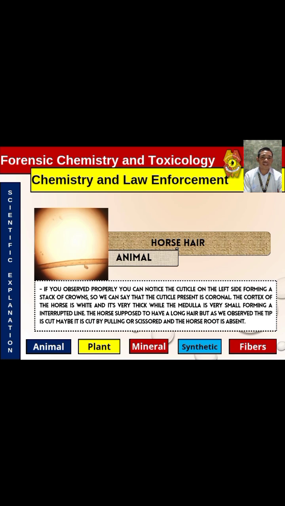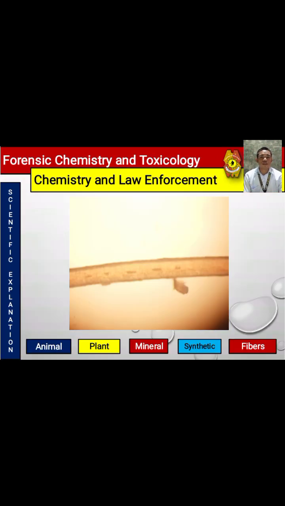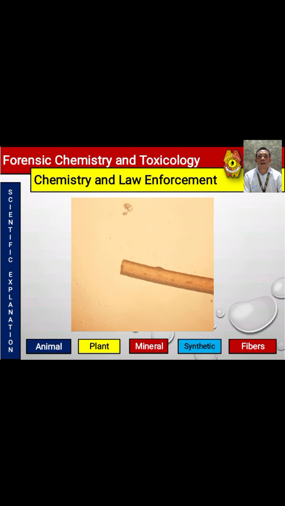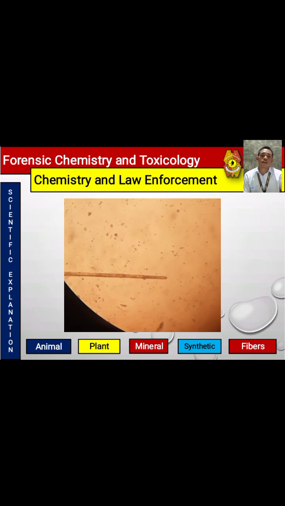The next hair is from an animal, which is the horse. If you observe properly, you can notice the cuticle on the left side forming a stack of crowns, so we can say that the cuticle present is coronal. The cortex of the horse is white and very thick, while the medulla is very small, forming an interrupted line. The horse is supposed to have long hair, but as we observe, the tip is cut. Maybe it was cut by pulling or with scissors, and the horse root is absent.